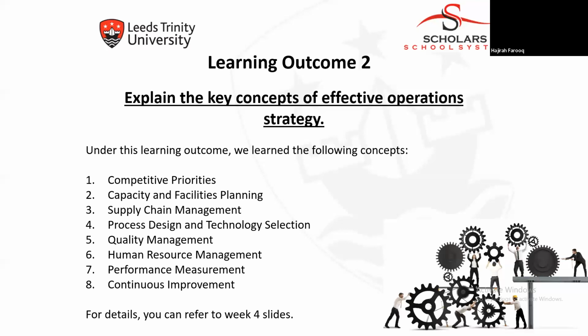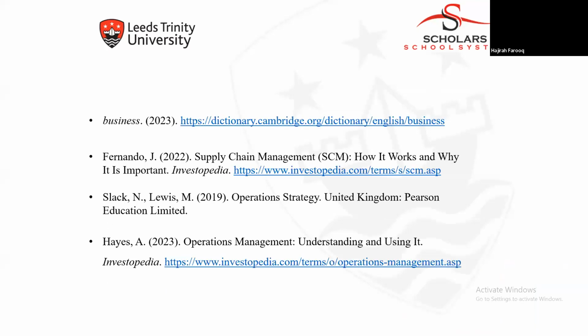And then we revised learning outcome two, which was to explain the key concepts of effective operations strategy. Under this learning outcome, we learned the following concepts: competitive priorities, capacity and facilities planning, supply chain management, process design and technology selection, quality management, human resource management, performance measurement, and continuous improvement. For details, you can go to Moodle and refer to the week 4 slides.